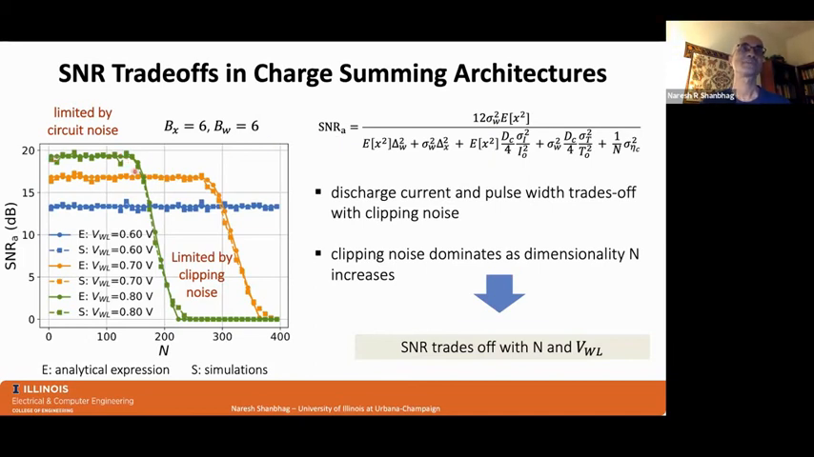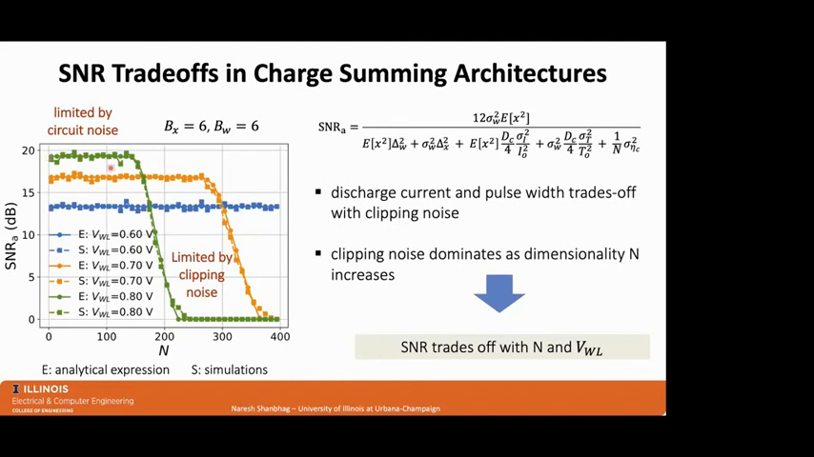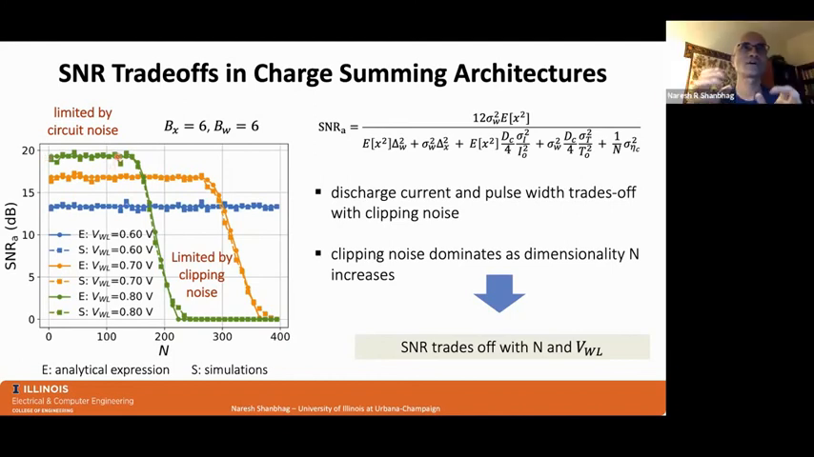And we can, in fact, obtain expressions for analog SNR and show that there is a trade-off between clipping noise, the headroom clipping noise, and the circuit noise. This graph shows that as the dimensionality of the dot product increases, initially the SNR-A, which is roughly a little bit below 20 dB, is limited by the variations in the bit cell currents. But as soon as you increase N, the dimensionality, there are a lot more currents being added up, a lot of charge being taken out of the bit lines. And so you start clipping, and that part is your clipping noise. So there's a trade-off between the two.